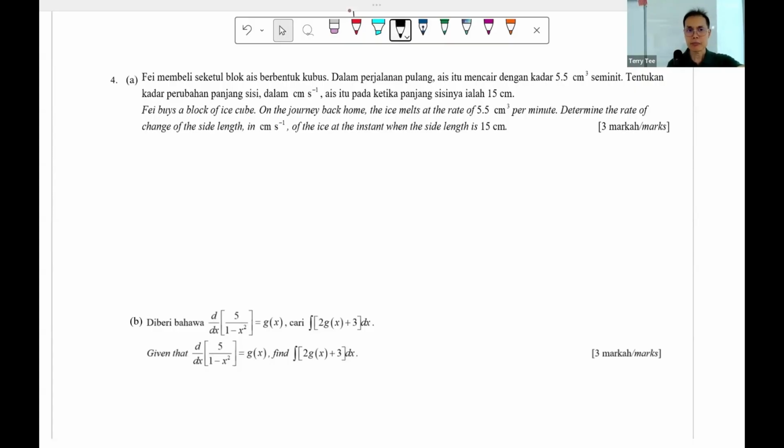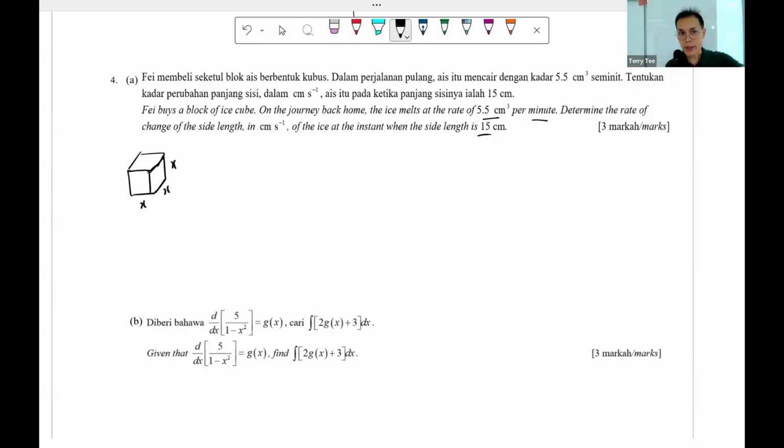Okay, so let's begin. Faye buys a block of cut ice cube. On the journey back home, the ice melts at this rate per minute. Determine the rate of change of the side length of the ice at the instant the side length is 15. So imagine it's an ice cube, right? What is the length of the side? Now we may have to use a symbol. The common symbol we use is x, right?